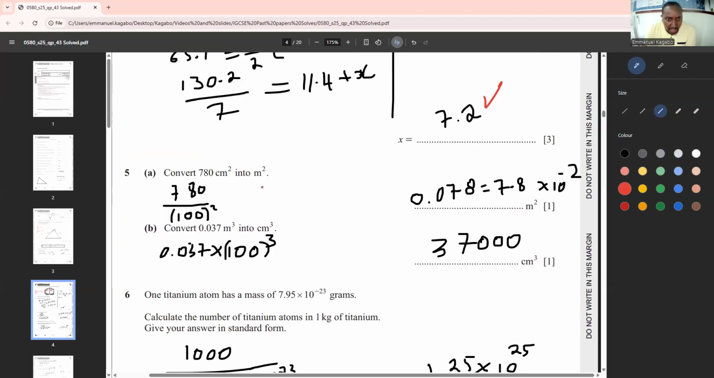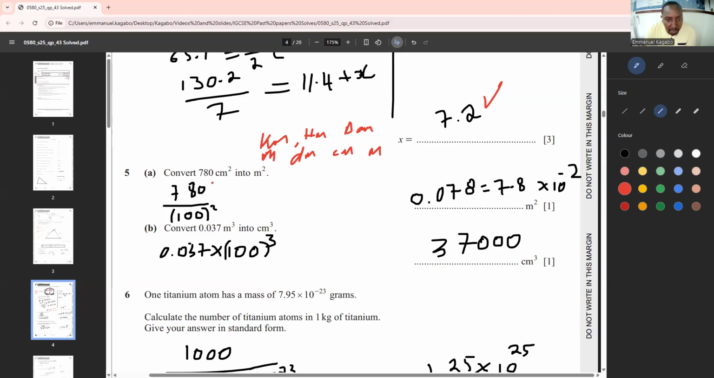Convert this centimeter squared to meter squared. Okay. I used to tell my students, and I always say that as well: King Henry died, many dogs cried much. Do you understand what I'm saying? Kilometer, hectometer, decameter, meter, decimeter, centimeter, and millimeter.